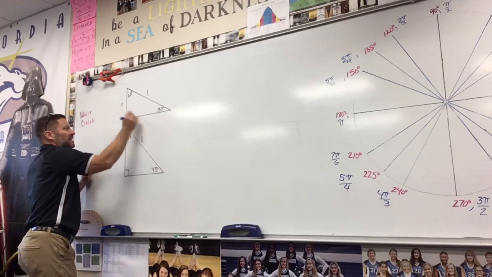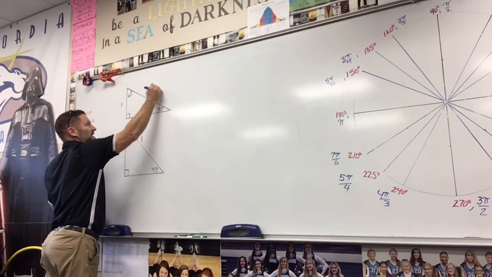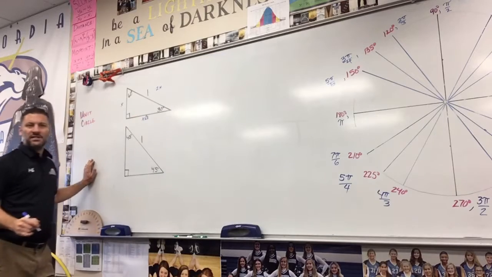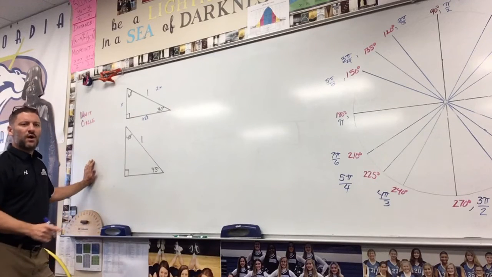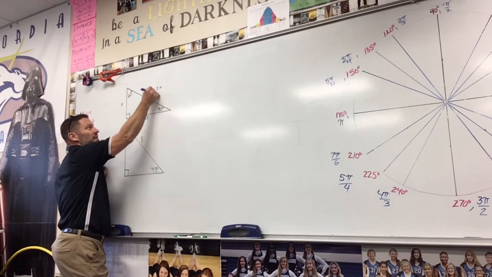Across from the 30 is x. Across from the 60 is x radical 3. And across from the 90 is 2x. Where the number is, I put an equal sign. You're just watching, and then we'll go from there. This is what it's based on. I put an equal sign there.